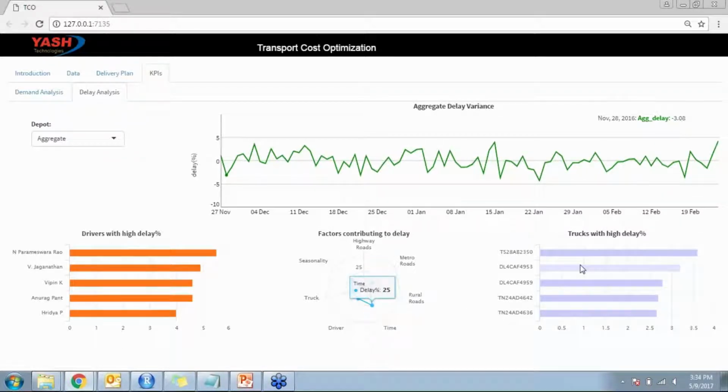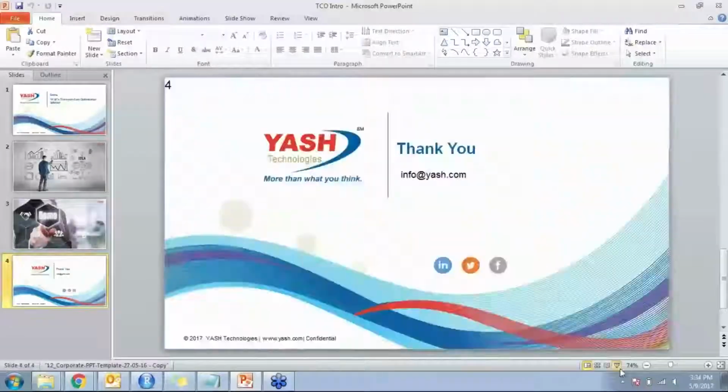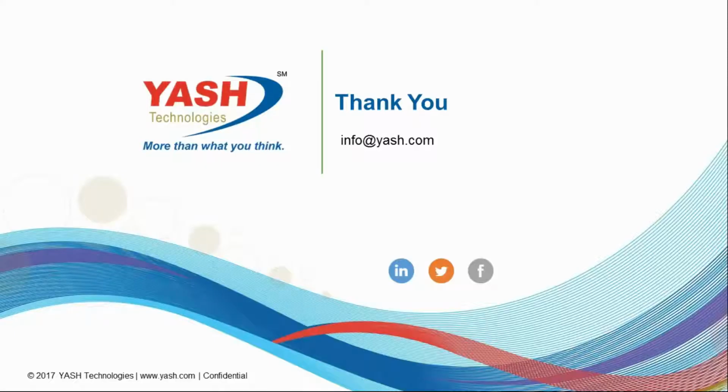And also we give a descriptive analysis on the historical data to understand by which truck the particular delay has occurred the most, and also with respect to which driver. So with that, this particular platform provides information on the overall approach that we have developed, and what is the final output, and how it could be utilized for logistics and transport cost optimization. That brings us to the end of this demo, and so thank you.